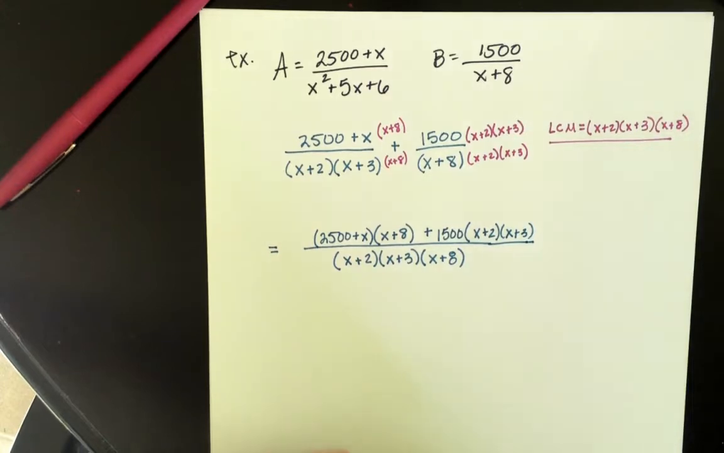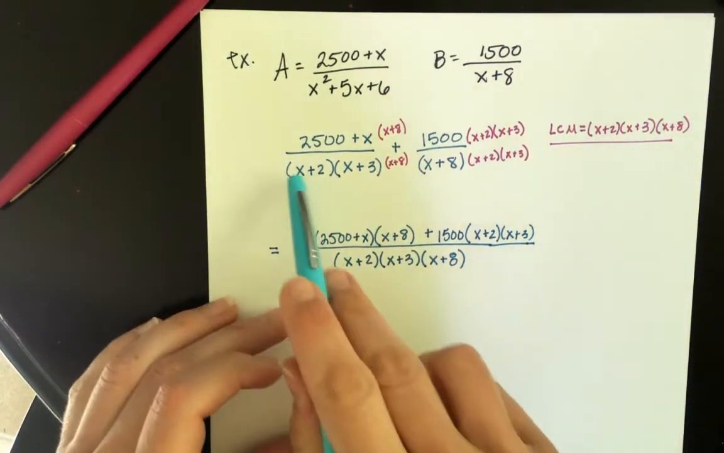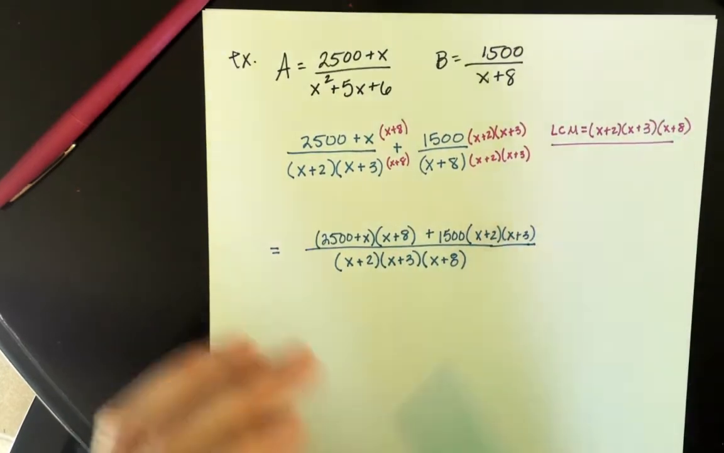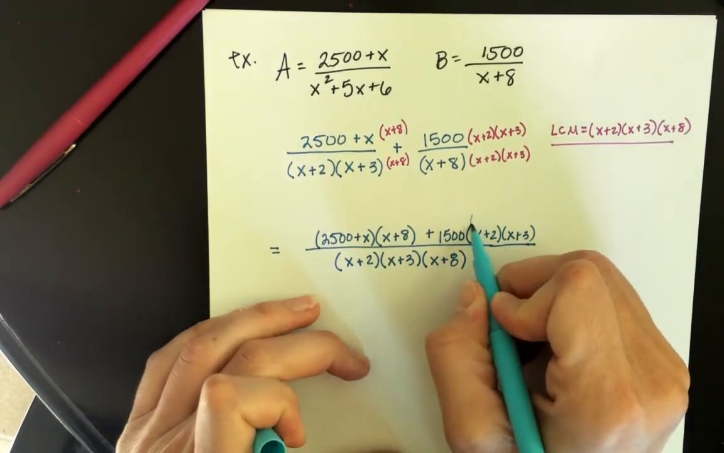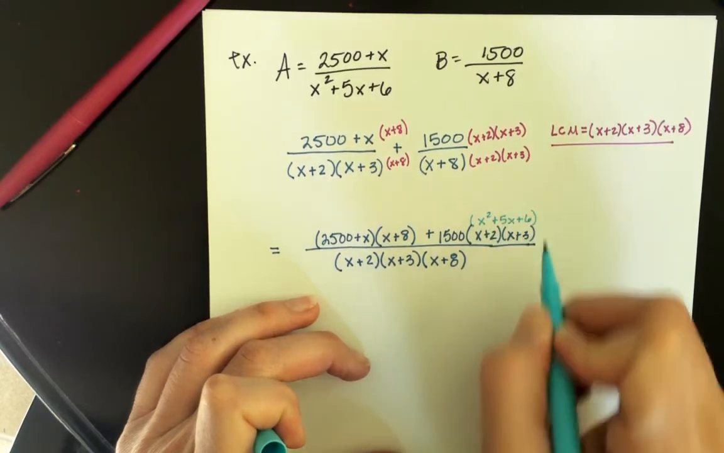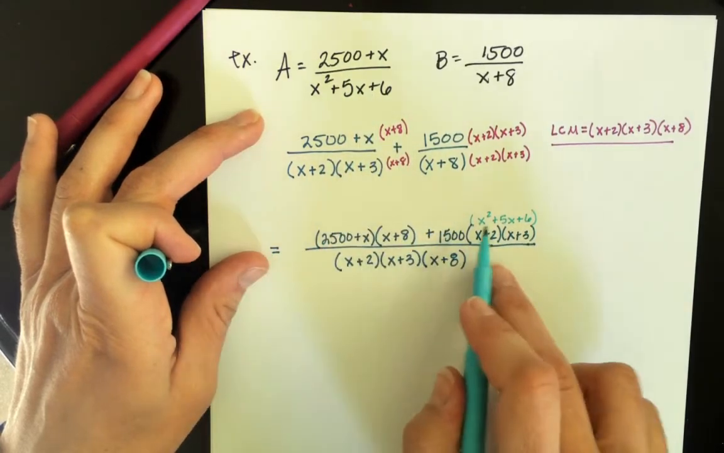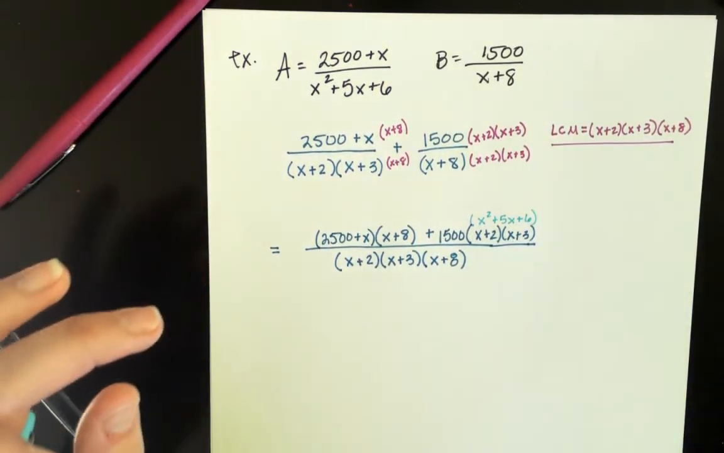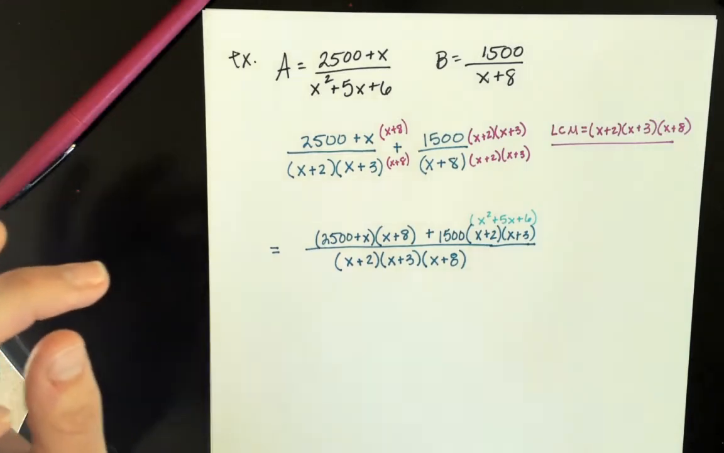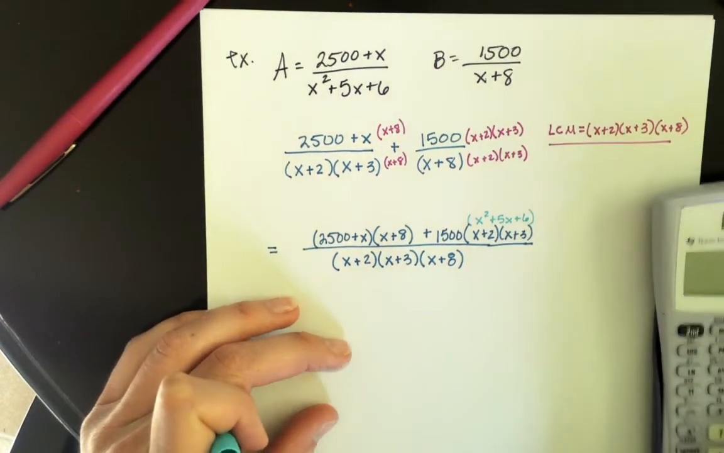I need to remember that this x plus 2 and this x plus 3, I factored it to make sure I had the right LCM, but it really was x squared plus 5x plus 6. That's what we had here when we factored it. So to make my distribution a little bit easier, I'm going to put it back in that x squared plus 5x plus 6.